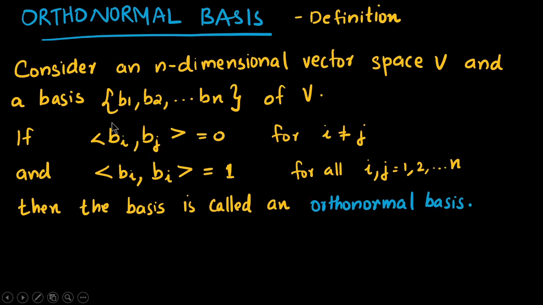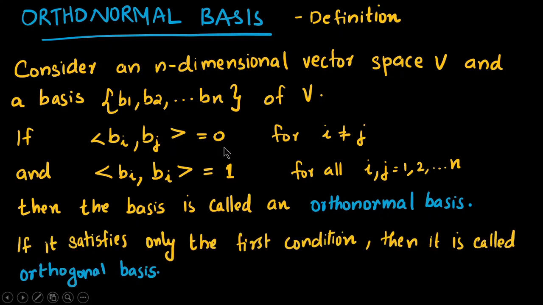So the first condition is orthogonality. If the inner product of two vectors is 0, that means the vectors are orthogonal. And if the inner product of the vector with itself is 1, it means that the norm of the vector is equal to 1, that is, it is a unit vector. So when both conditions are satisfied, it is called an orthonormal basis.